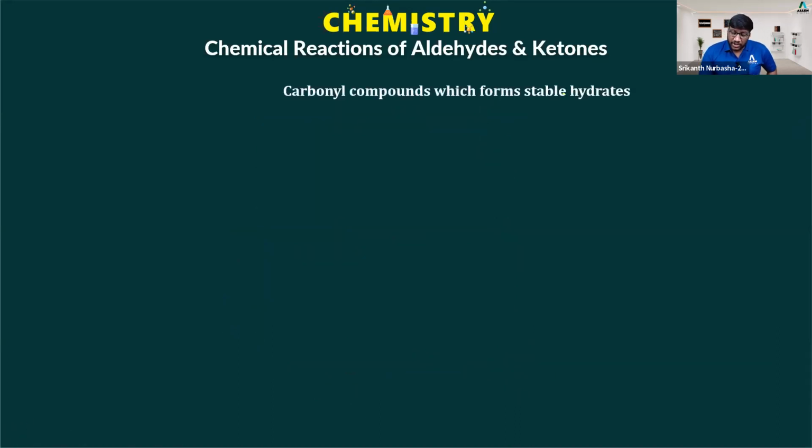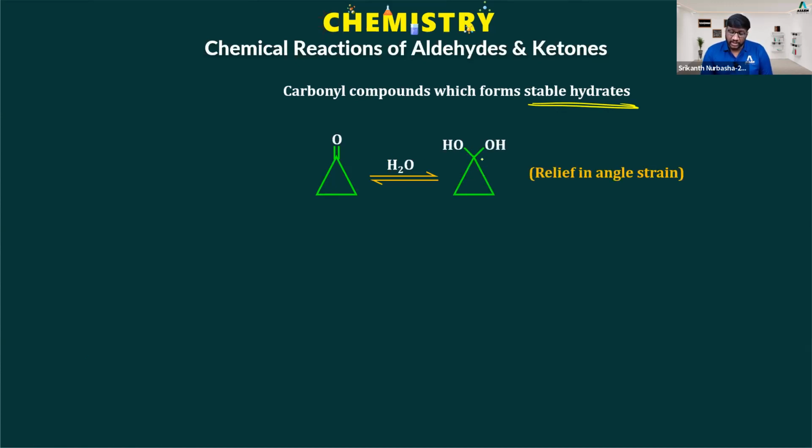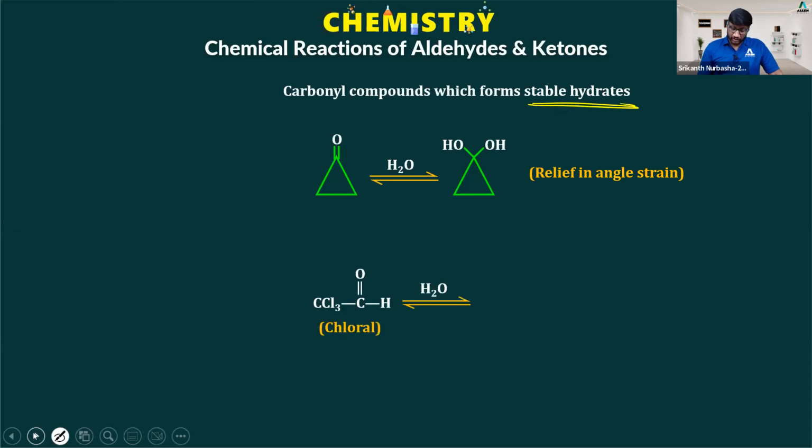Carbonyl compounds which form stable hydrates. I have explained one carbonyl compound to you earlier, if you remember, chloral hydrate. If you consider this cyclopropanone, CH2 C double bond O, treated with H2O, it will form the respective three-membered cyclic ring with OH groups present. You will have a relief in the angle strain. Because of this relief in the angle strain, this diol is going to be major. Chloral, if you take, in chloral you have intramolecular hydrogen bonding.